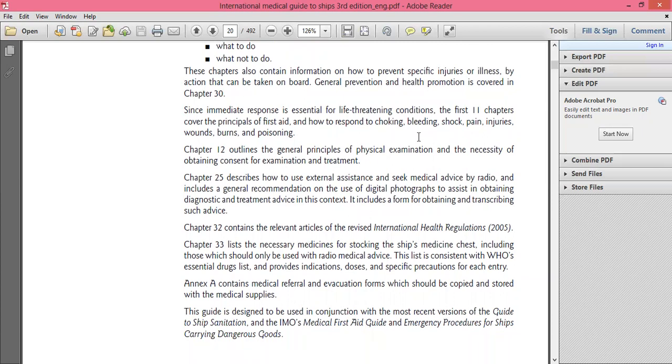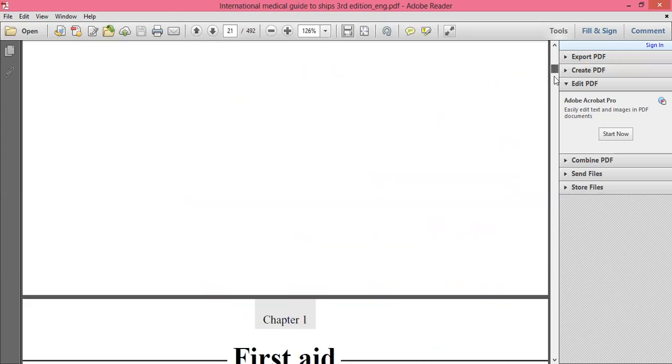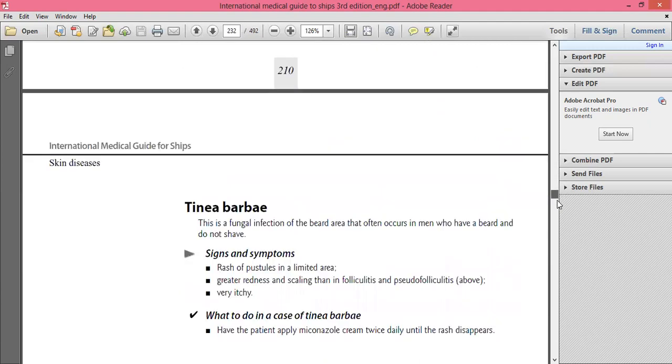And chapter 33 lists the necessary medicines for stocking the ship's medicine chest, including those which should only be used with radio medical advice. This list is consistent with WHO's essential drug list and provides indications, doses, and specific precautions for each entry. Now let us see some of these medicines in the medicine chest.